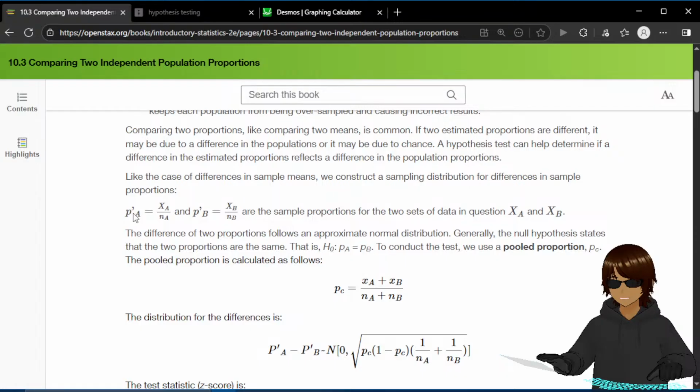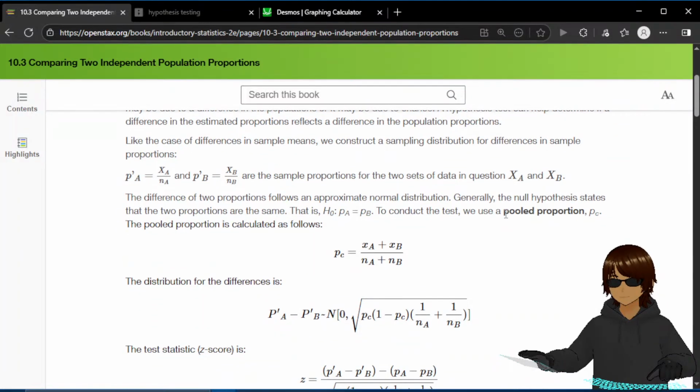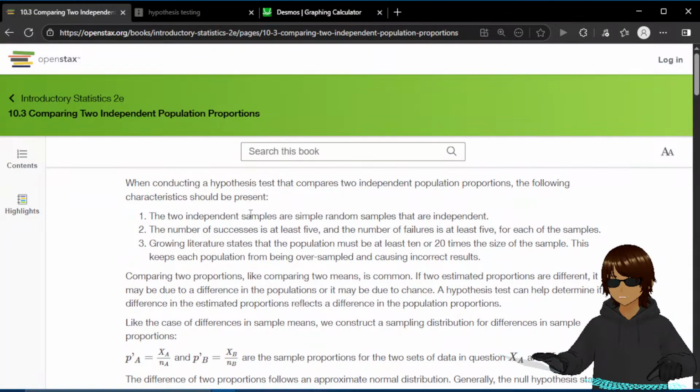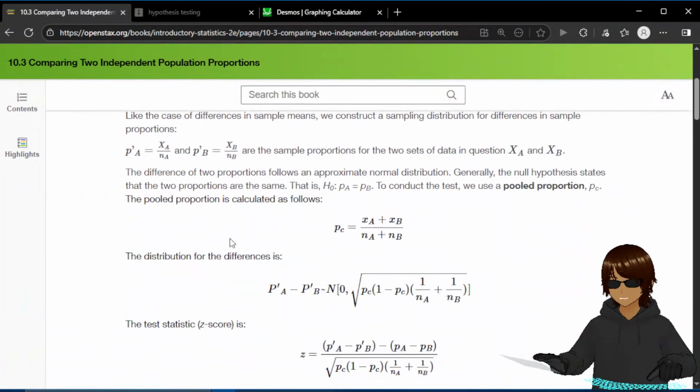P'A is equal to XA over NA. P'B, proportion B, is equal to XB over NB. The sample proportions for the two sets of data in question, XA and XB. The difference of two proportions follows an approximate normal distribution. Generally, the null hypothesis states that the two proportions are the same. That is, the null hypothesis is PA equals PB. Okay, so the null hypothesis is that the proportions are equal.